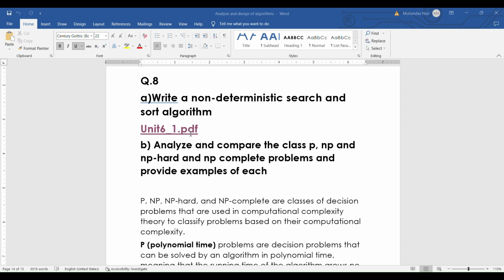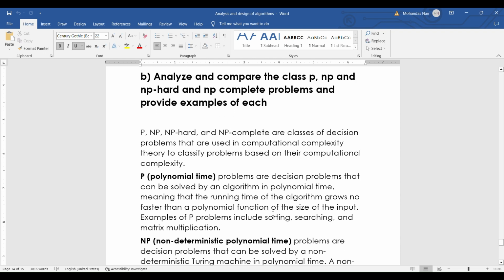Question 8. Write a non-deterministic search and sort algorithm. Non-deterministic algorithms for searching and sorting. The design of a non-deterministic algorithm is based on three major functions: select, success, and failure. To declare the success or failure, a verification process should be designed. The verification process is given below. This one is for the searching algorithm and this one is for sorting.